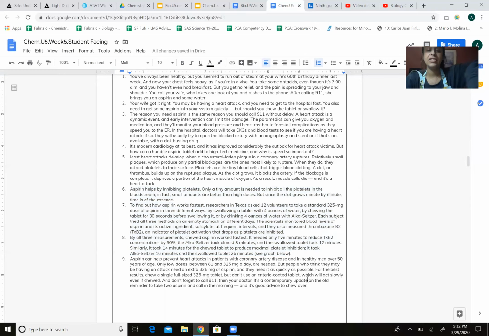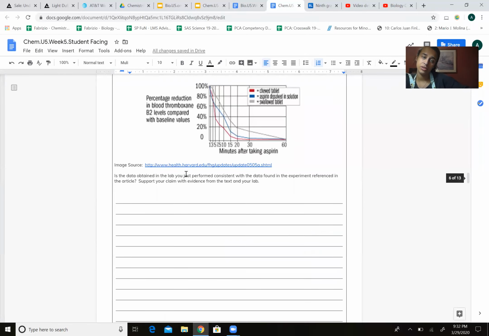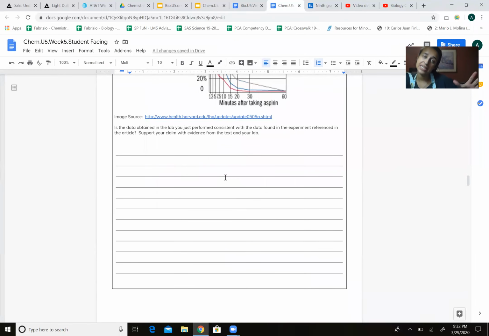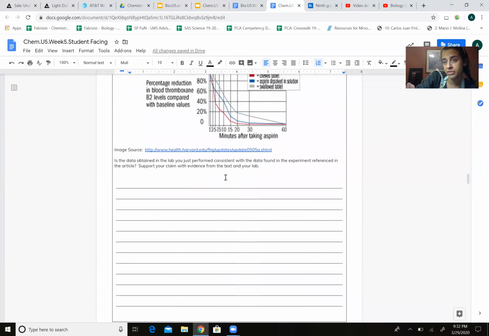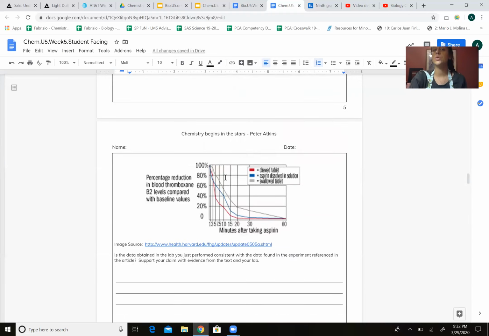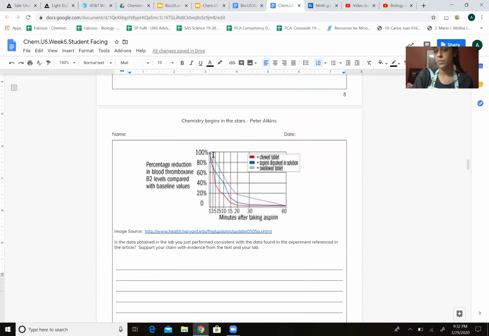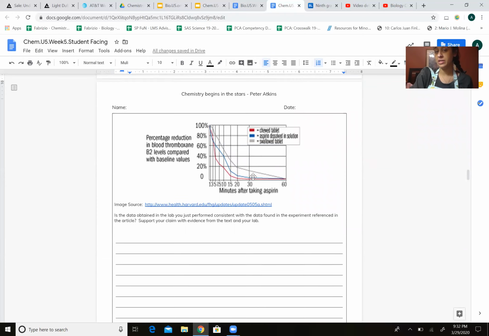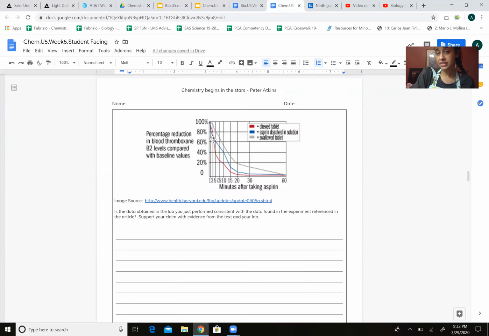And then you are answering this question on page 6. In the data in your lab that we just performed, is that consistent? Think about the Alka-Seltzer lab. Is breaking up the Alka-Seltzer similar to what the data table on page 6 is showing you? It shows us a chewed up tablet has a quicker reaction rate, so it's able to get the desired effect quicker. That's what this red line is showing us, compared to aspirin dissolved in solution.